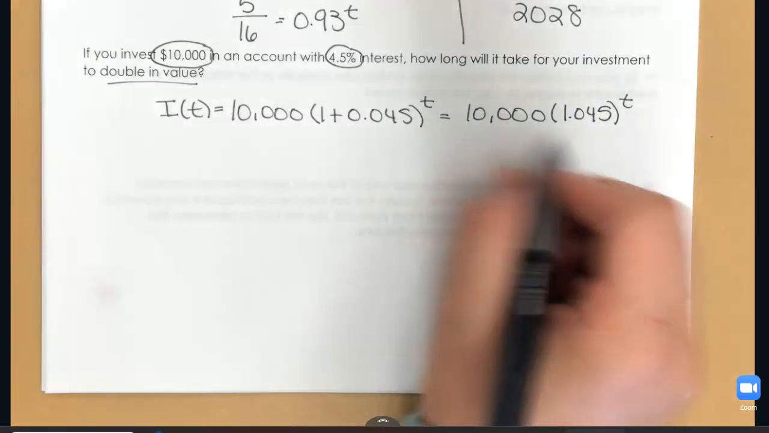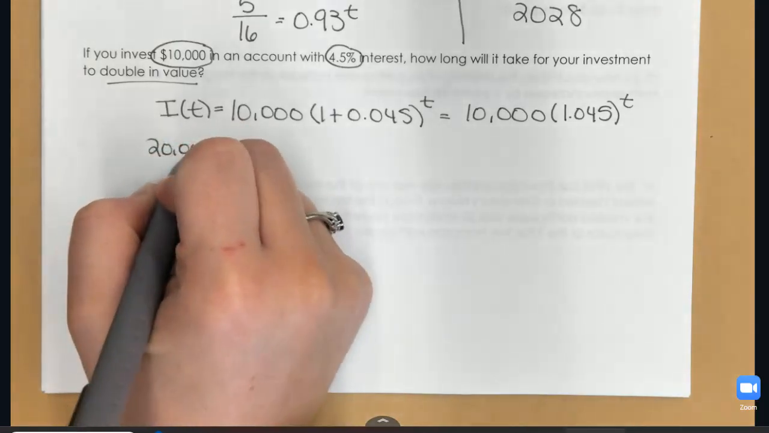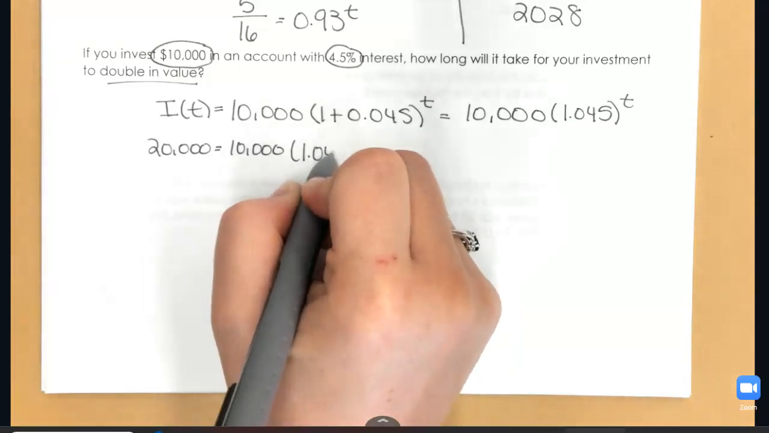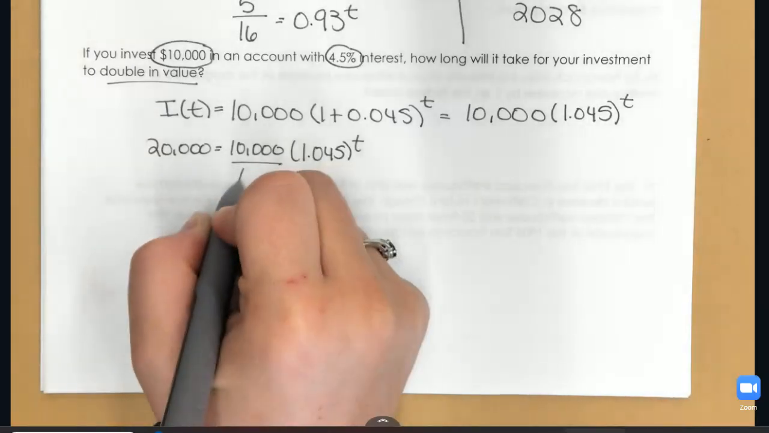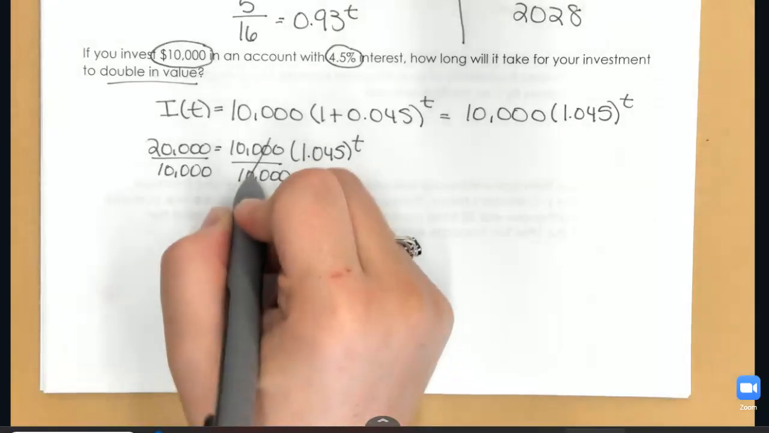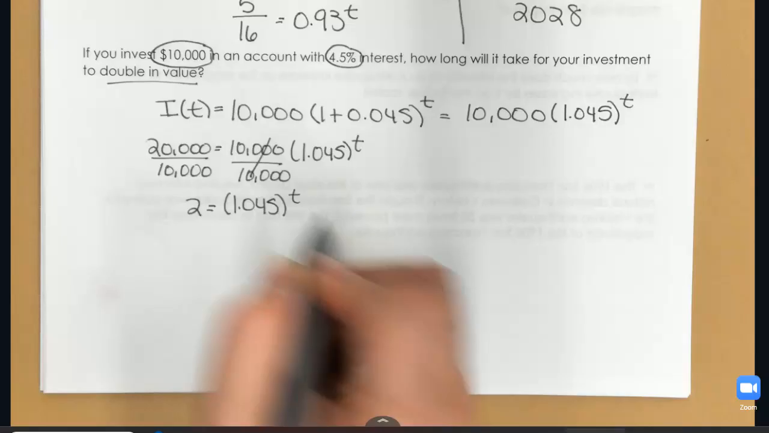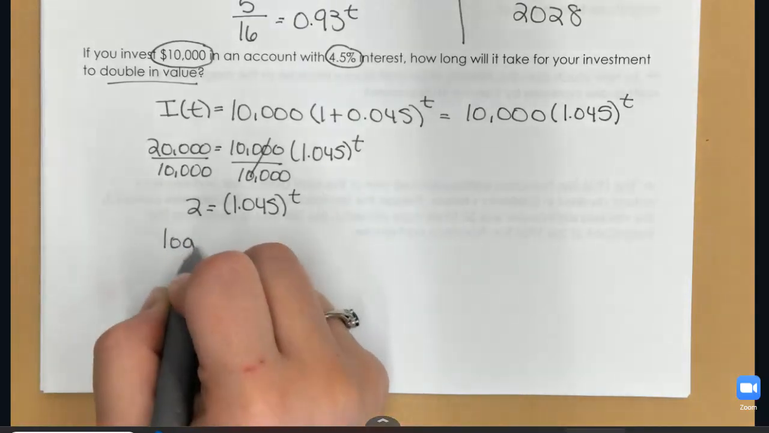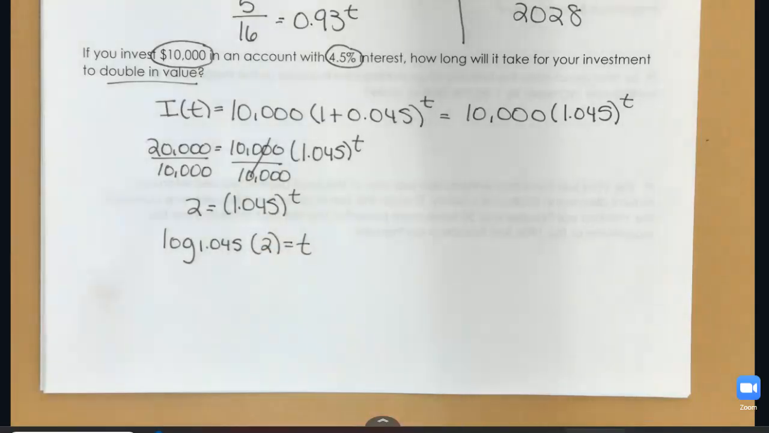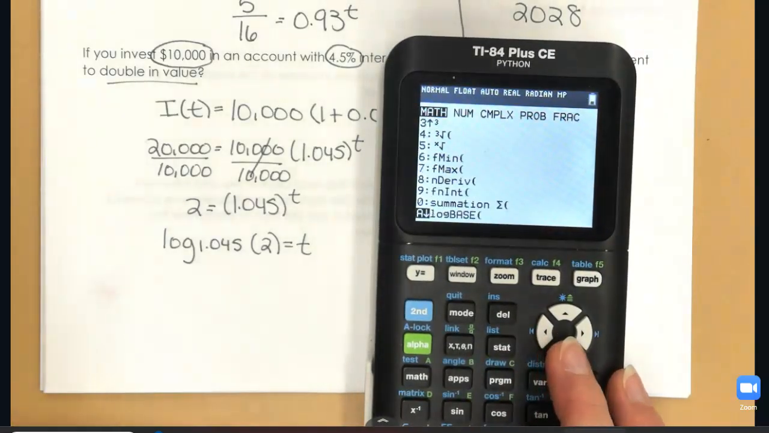Okay, to find when it's doubled, that means that my account has 20,000. So following similar steps we did on the previous 2 problems, I'm first going to divide to get my base alone, this will divide evenly down to 2. So in log form, this will be log base 1.045 of 2. This is going to give us our time. This is where we have to get our calculator out.